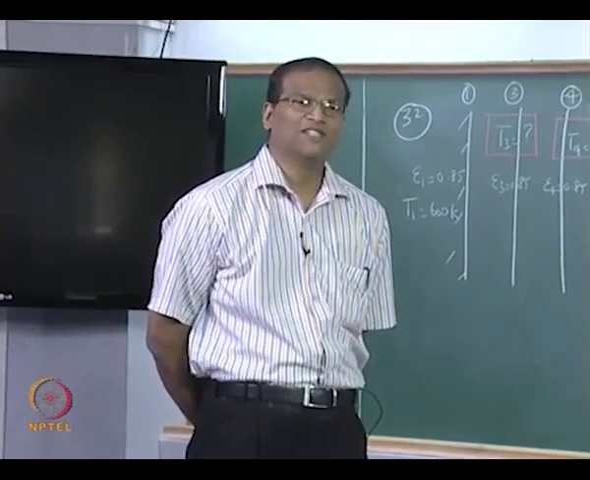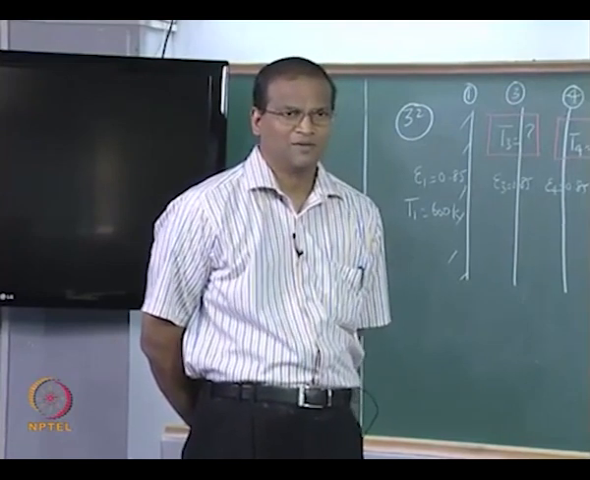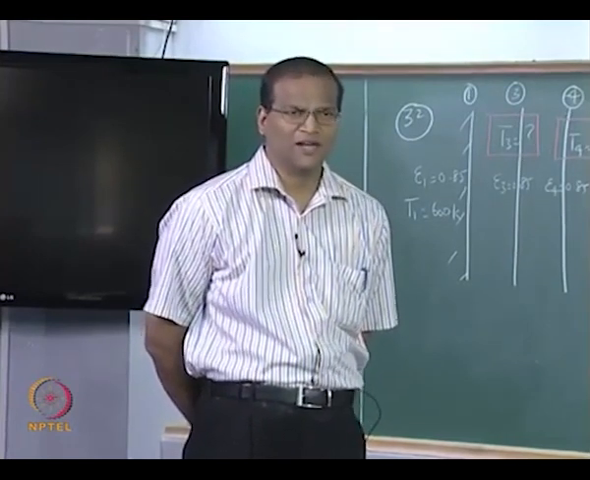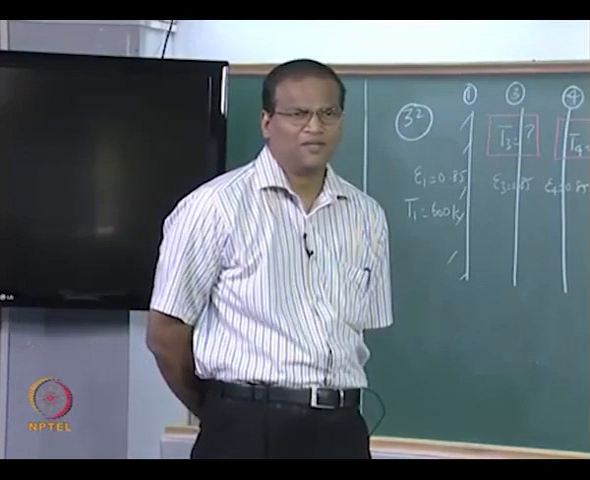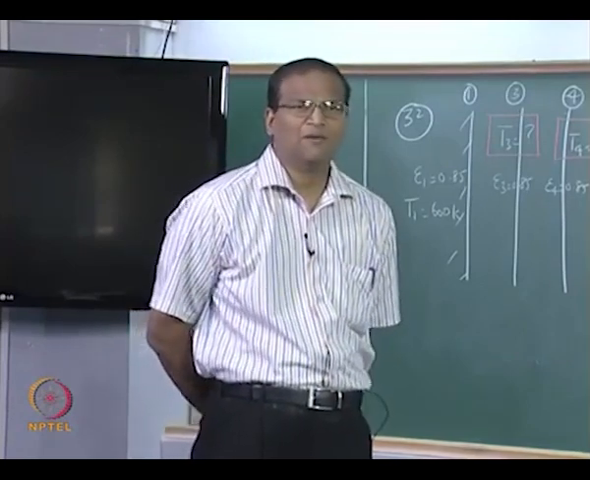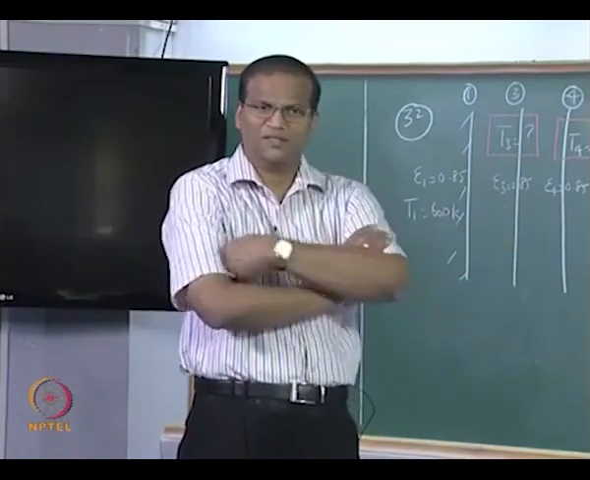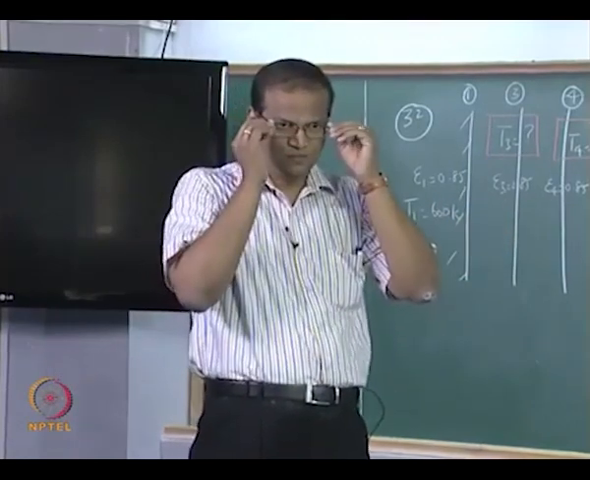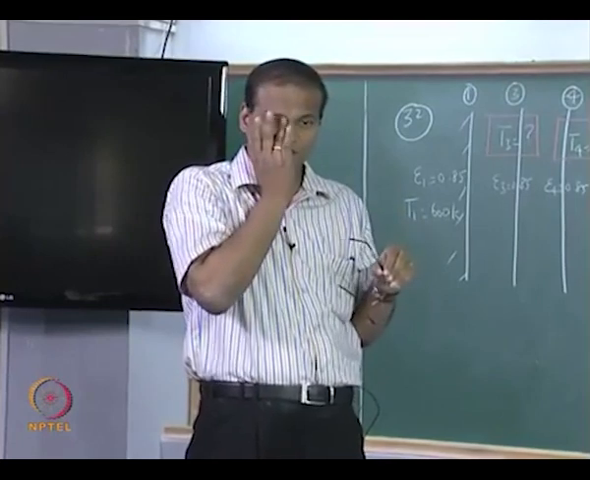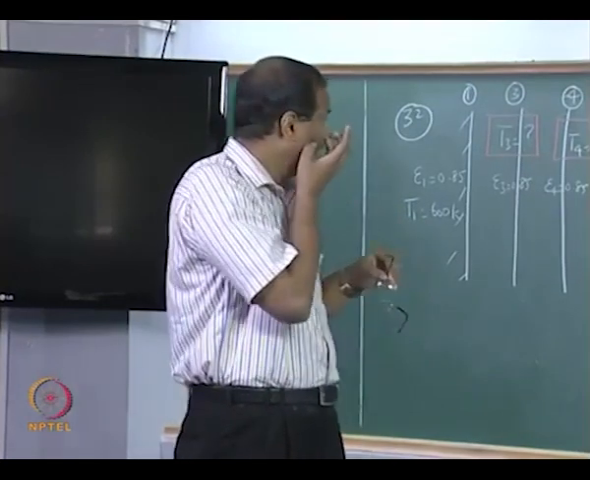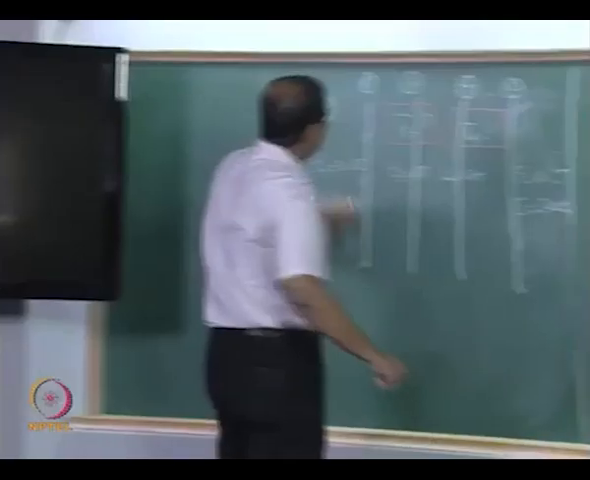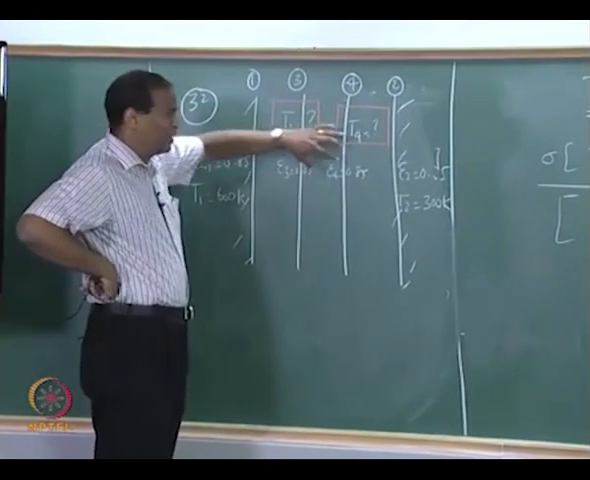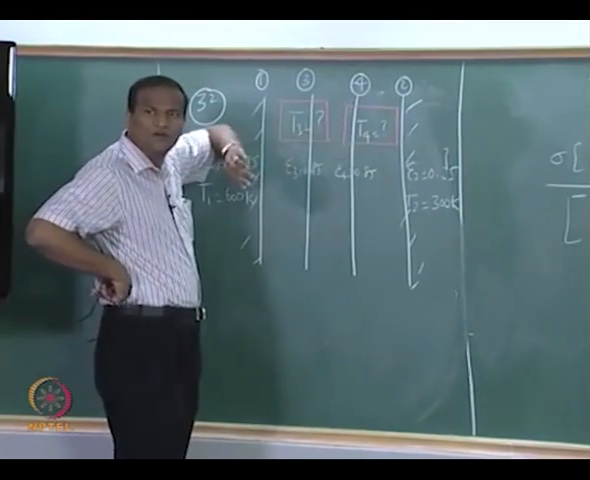What he is saying is that for the shields you are taking 2 by epsilon minus 1. So it is some sort of an equilibrium temperature which is mostly determined by the other two temperatures. Even if the emissivity is something else, finally it will remain the temperature. I agree with what you are saying, but if epsilon 3 1 is different from epsilon 3 2, and epsilon 4 3 is different from epsilon 4 2, then we are in trouble.